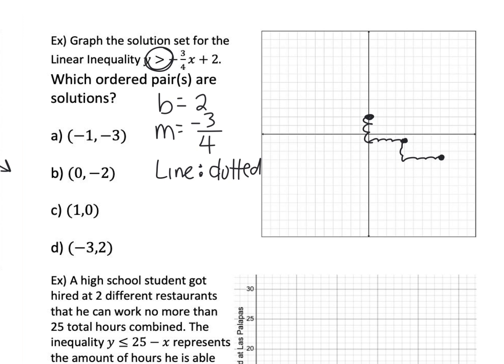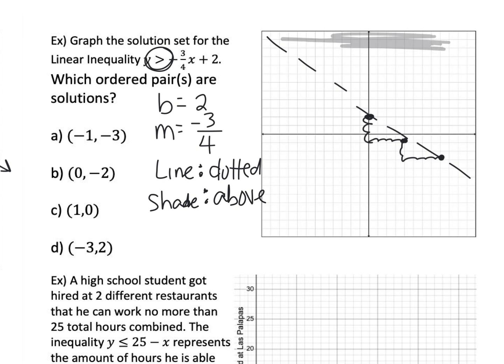So instead of just drawing one solid straight line, I'm just going to pick up my pencil and make a dash. You could draw a solid line and erase parts of it. And now comes the shading. It says greater than, so above or below? Above. All right, and we're going to color all of that space above.